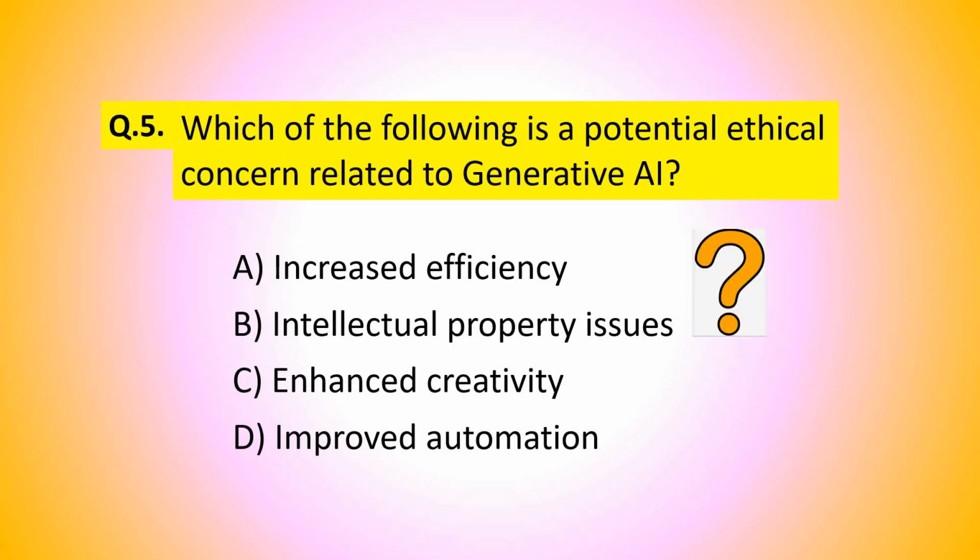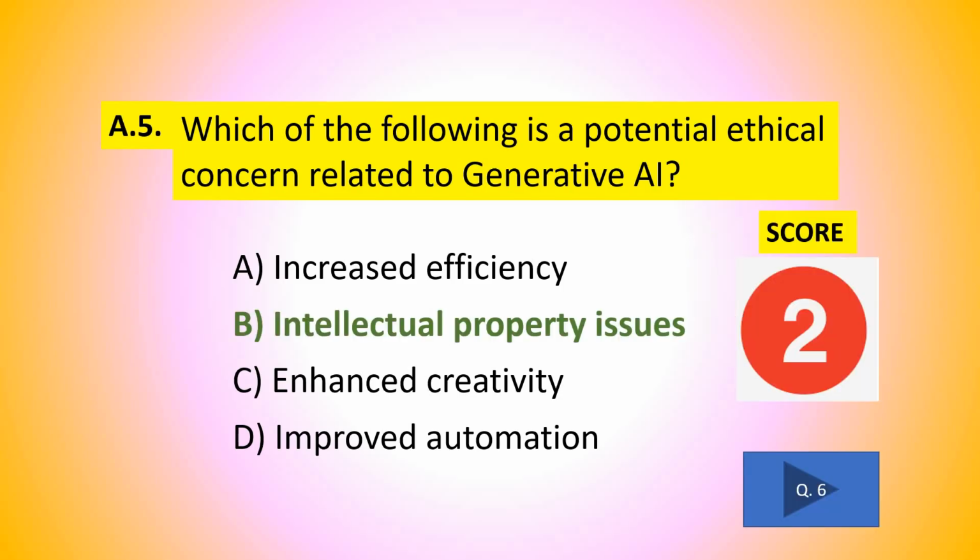Okay, next question is which of the following is a potential ethical concern related to generative AI? Increased efficiency, or intellectual property issues, or enhanced creativity, or improved automation? The correct answer is intellectual property issues. Okay, now question number 6.